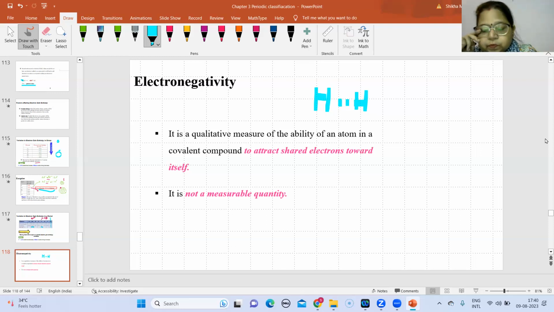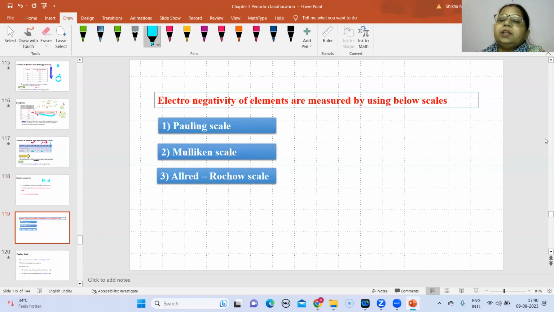If you want to measure their tendency, then they must stop doing any other activity, which is not possible. Therefore, we say electronegativity cannot be measured. There can be theoretical scales which are based on other properties of the atoms.